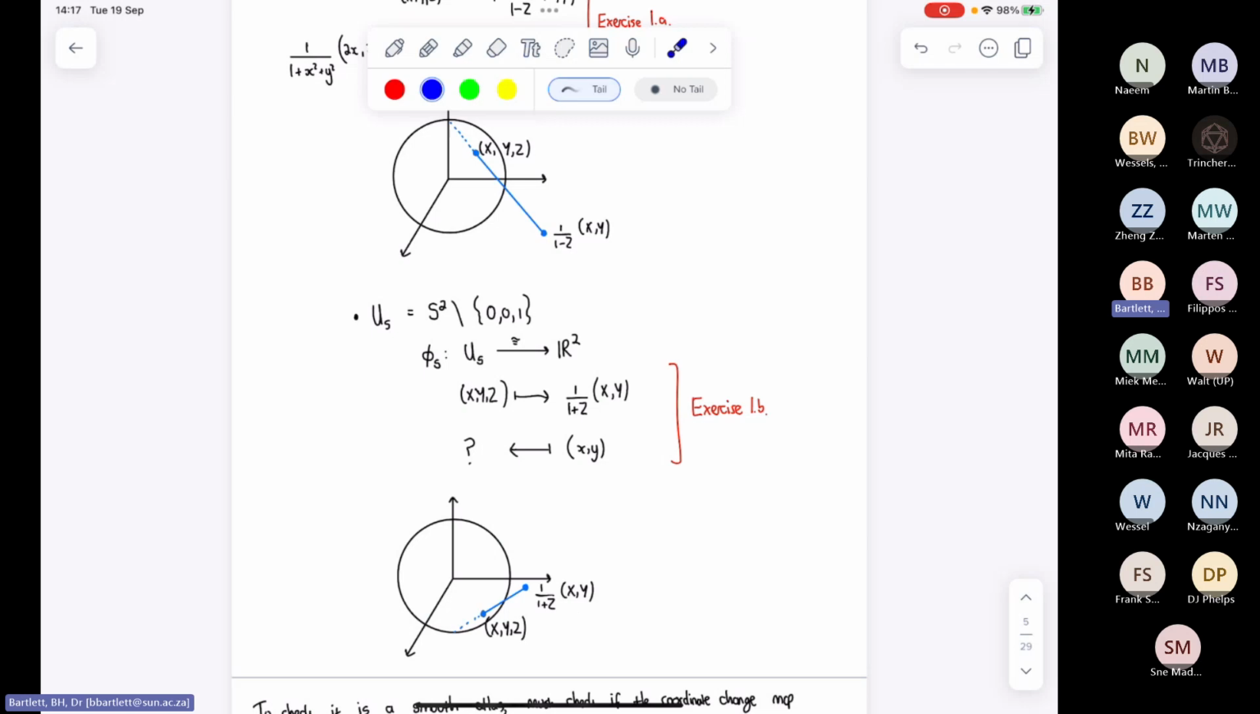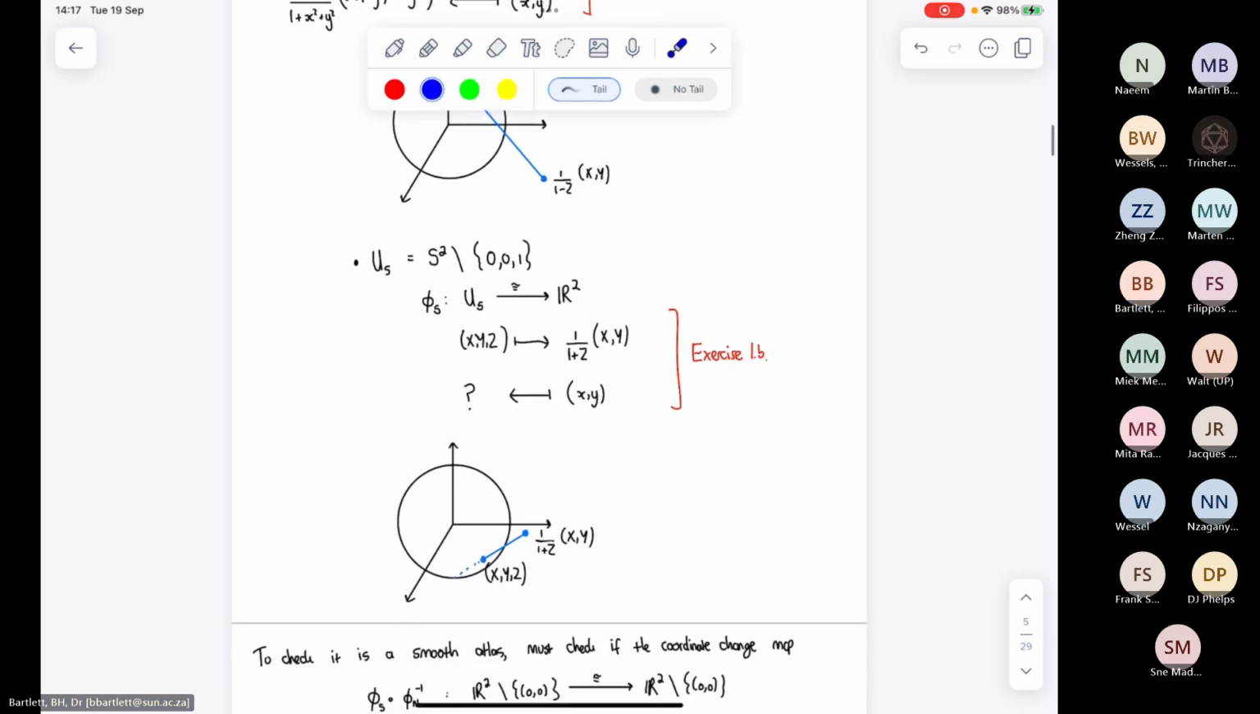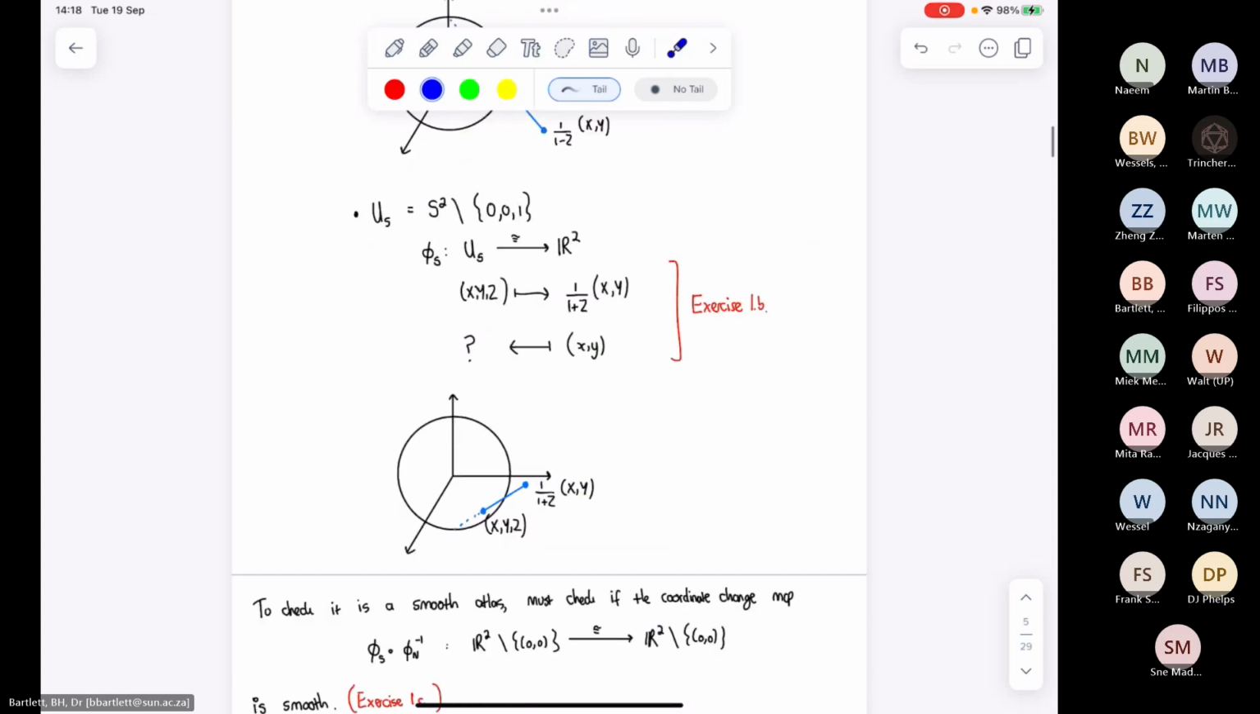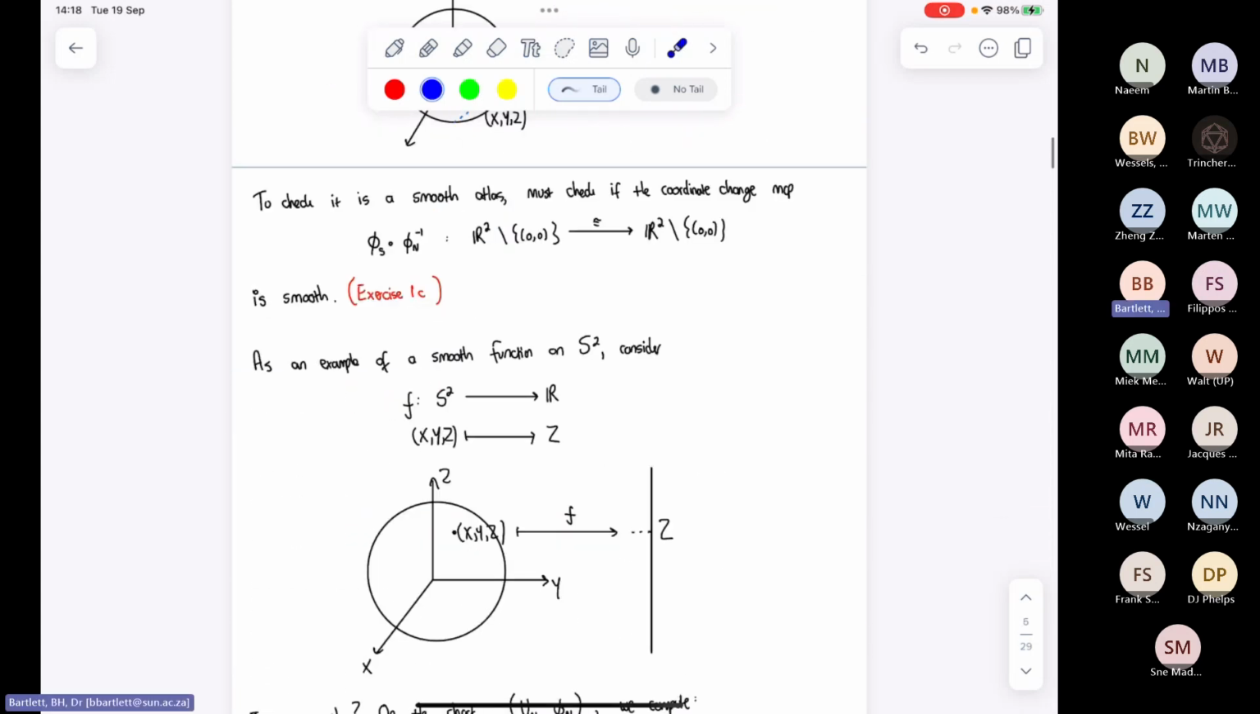The origin in R2 from the northern stereographic projection corresponds to the South Pole, and the origin in R2 from the southern stereographic projection corresponds to the North Pole, and those points are not simultaneously in the domains of each chart. Which is a good thing actually, because when you go and compute this map, you'll see that it won't be defined at the origin. So it's a good thing that I don't have to care about that.